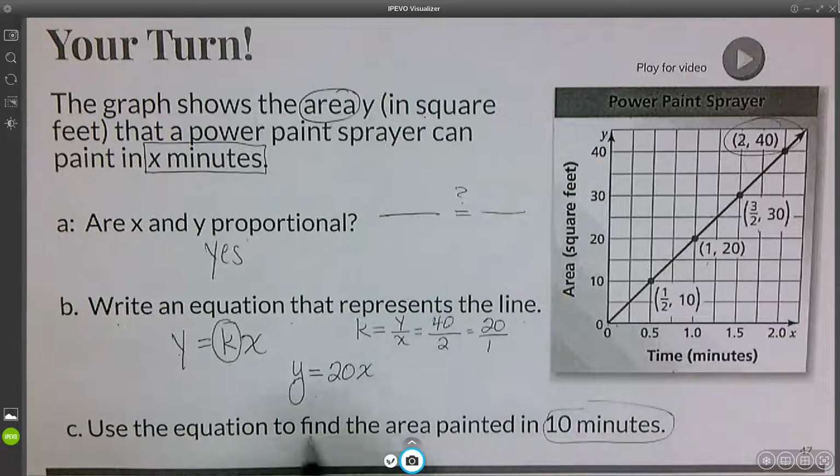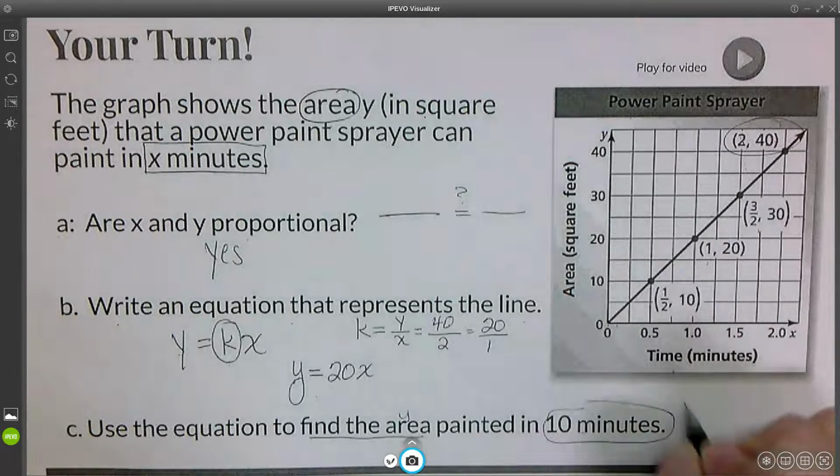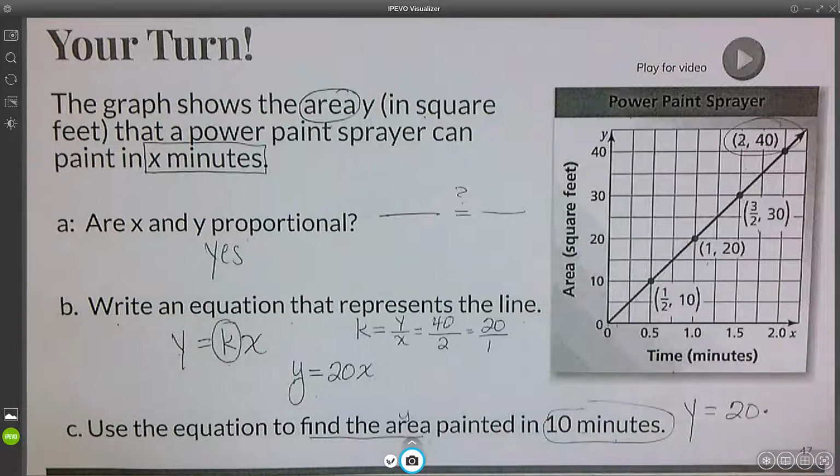So it's asking me to find the area, which we know is Y, that's painted in 10 minutes. So by using this equation of finding Y, or the area, by using 20 times x, or the number of minutes, and here they're telling me the number of minutes is 10, plug that in and go ahead and solve. The area covered is 200 square feet in 10 minutes.